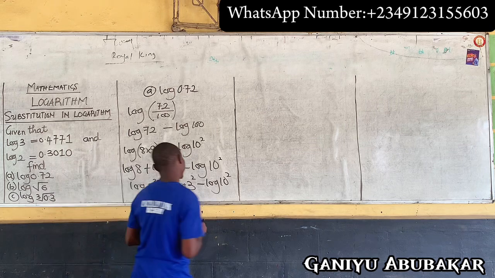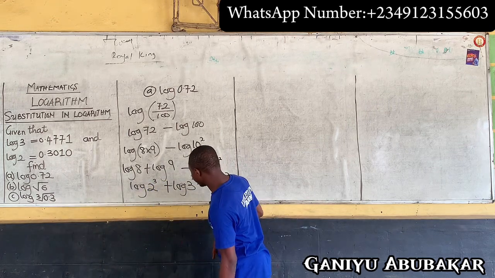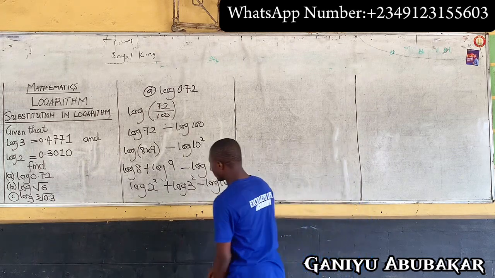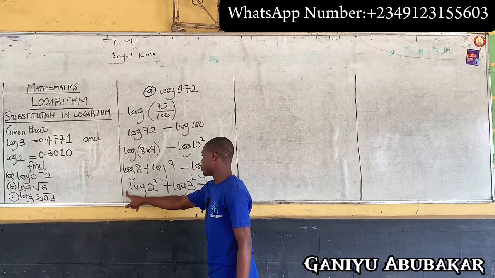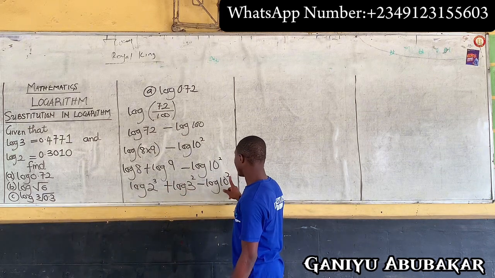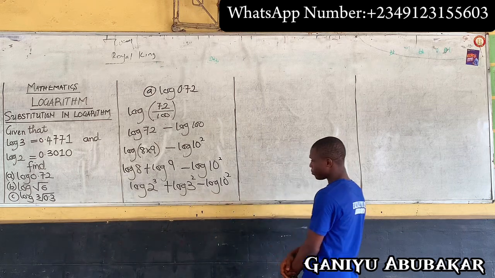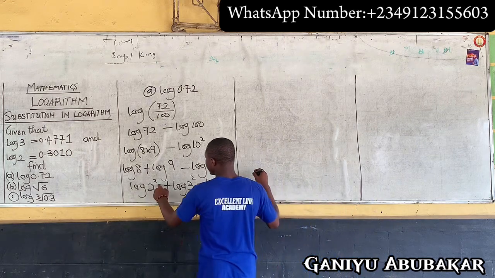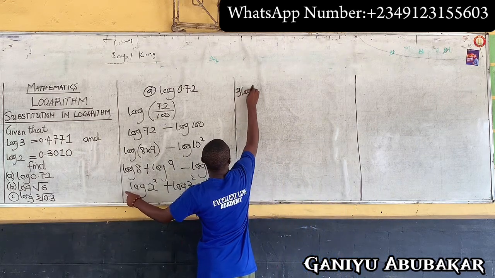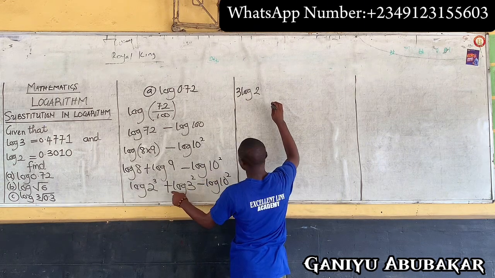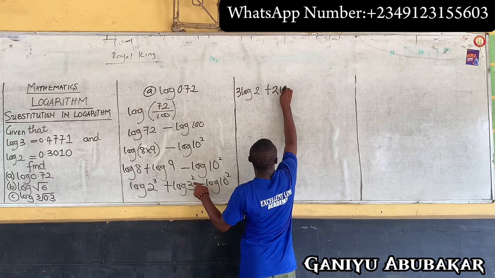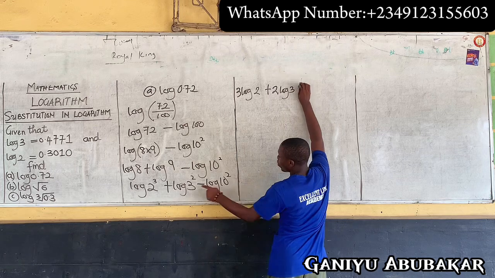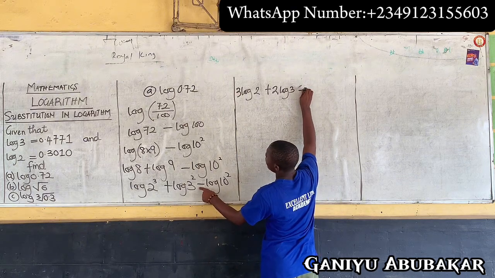What next? I'll apply the index law: the power comes to the front. So the 3 comes to the front, this 2 comes to the front, and this 2 comes here. Let's see what we get. Now it becomes 3 log 2, plus 2 log 3, minus 2 log 10.